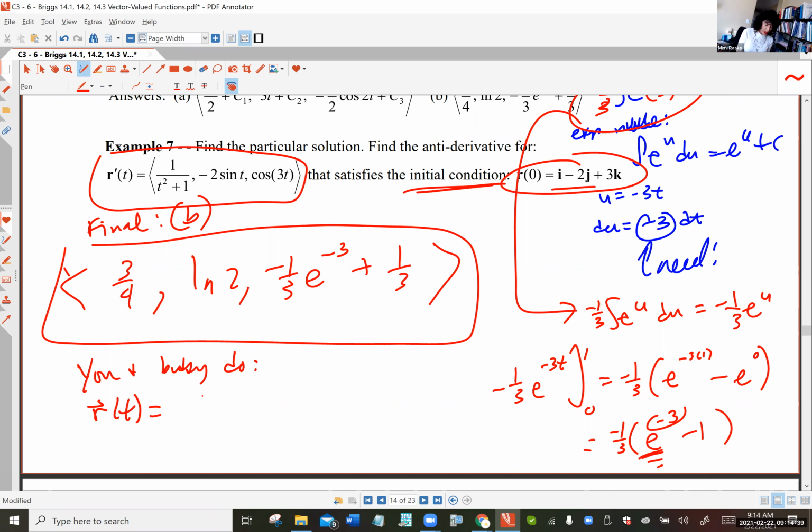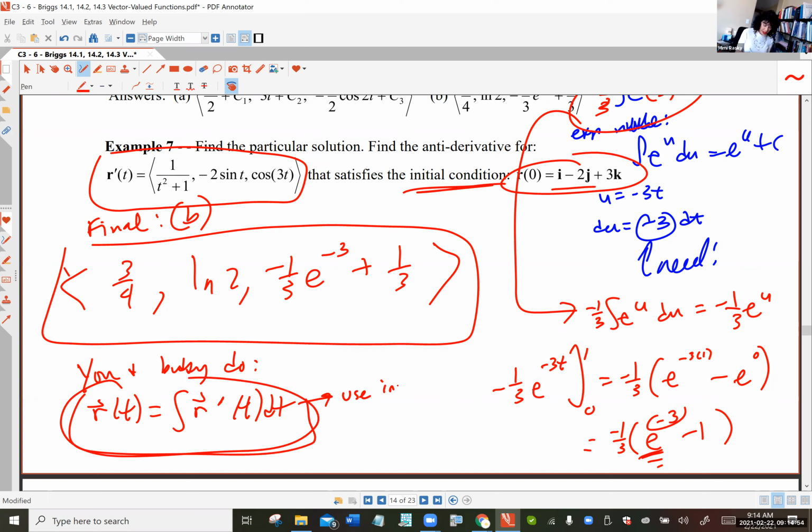I'm going to give you a hint. You're going to start off by integrating r prime in order to find r. And then after you do that, you'll use the initial condition to help you find the constants of integration, to get your final answer. So this is a pretty easy problem. I don't expect you to get too stuck.